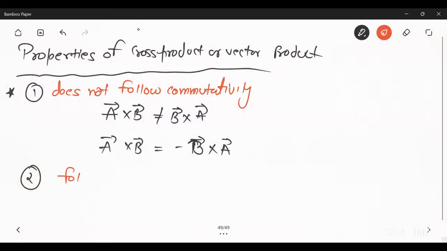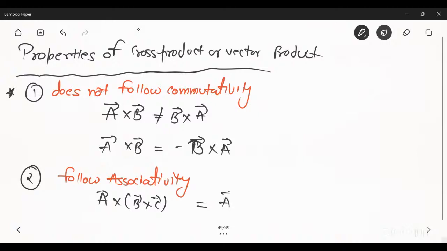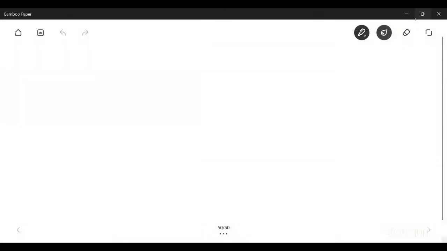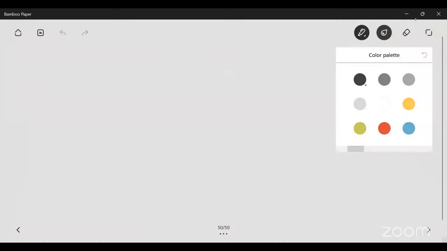Next one is that it follows associativity, which means A cross B cross C. If you multiply A cross with B cross C, you will get the same as A cross B cross C.